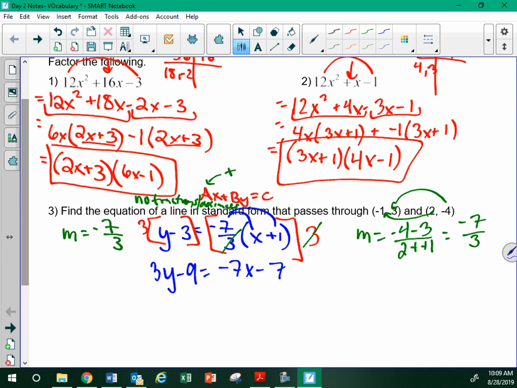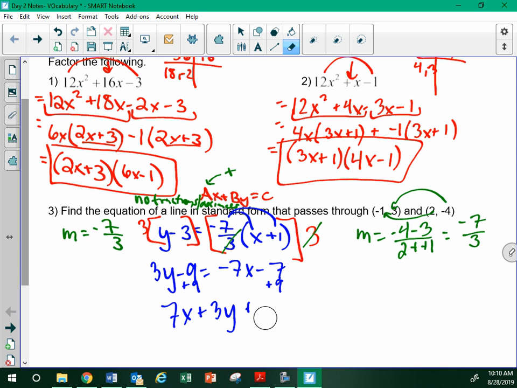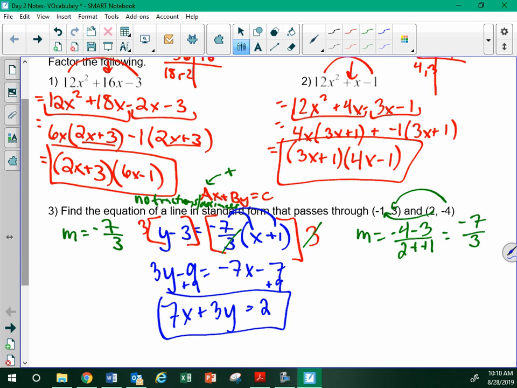All right, I just needed to get it in this format because I already don't have fractions or decimals. And conveniently, when I add the 7x over, it's going to be positive. So I have positive 7x plus 3y. I need to add my 9 over: -7 plus 9. Lost my equal sign there. Equals. And just again, double check that it does indeed go x first, then y equals our constant. Do you agree with that answer? Okay, any questions with number 3?